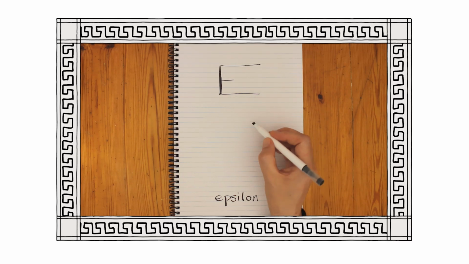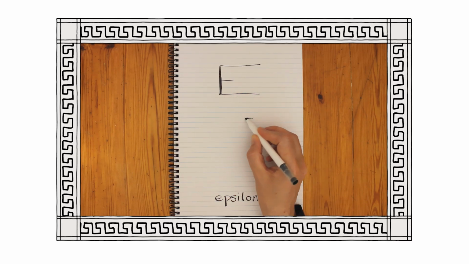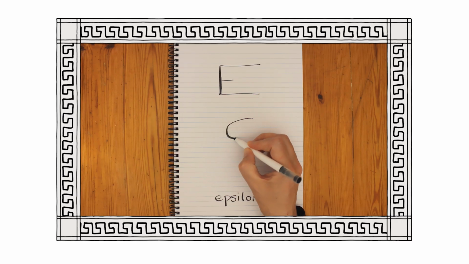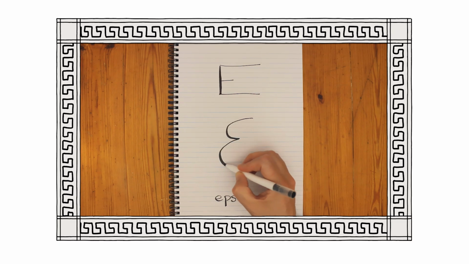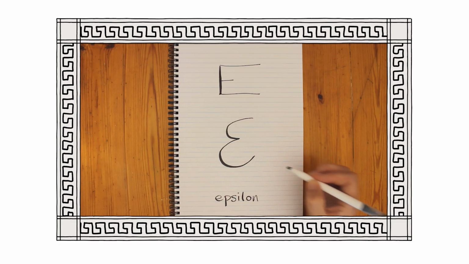For the lowercase, start top right, move left in a horizontal line, curving round and down, then coming right in a horizontal line to the middle. Then back on ourselves to the left, round and down, and finally a horizontal line towards bottom right. It's a rounded version of the uppercase.